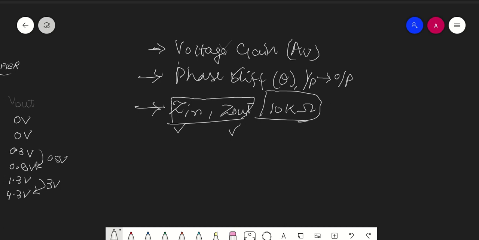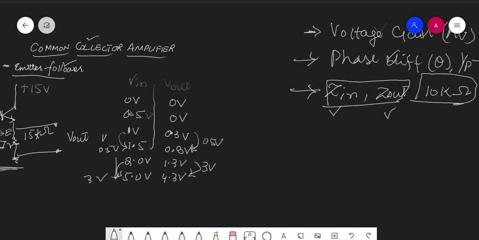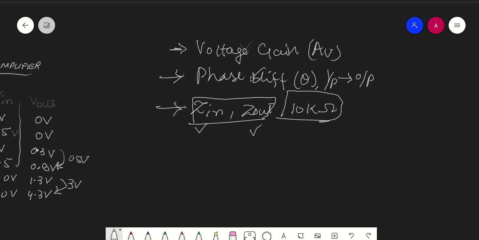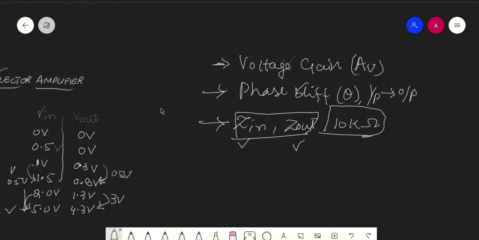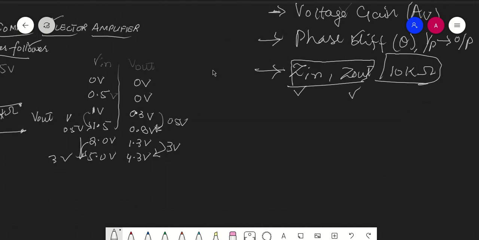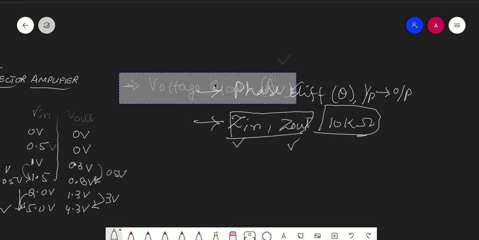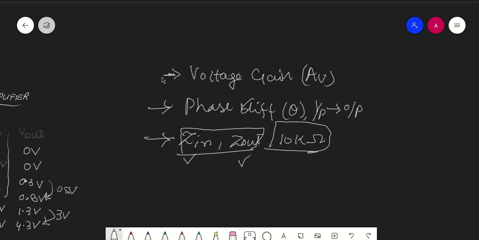Now here I should mention that in the common collector amplifier, when we saw how the output is following the emitter, whatever the input voltage is, the output follows it. But that is not that much true when you apply AC, and by that I mean there is no 0.7 difference even in that case. So you need to see what the output value is with respect to the input value.